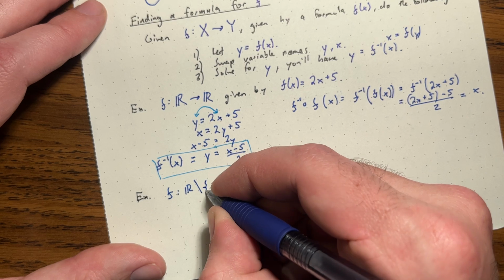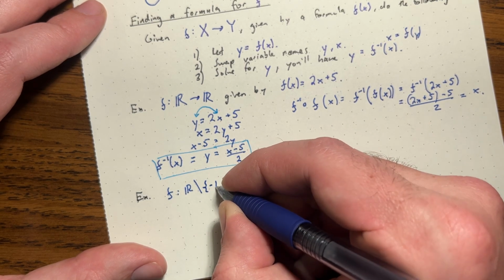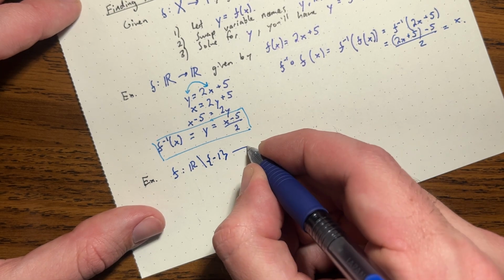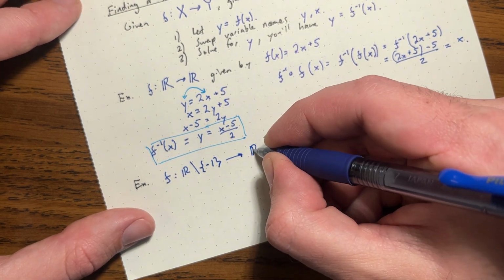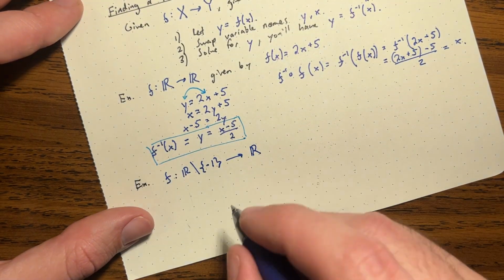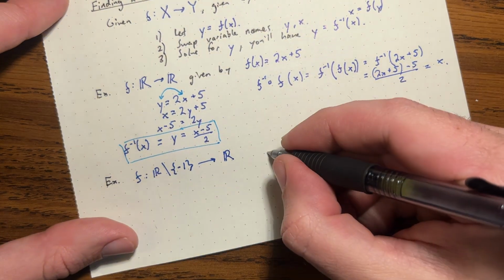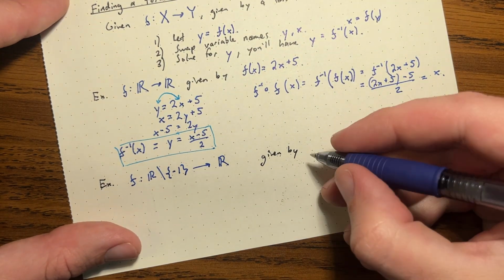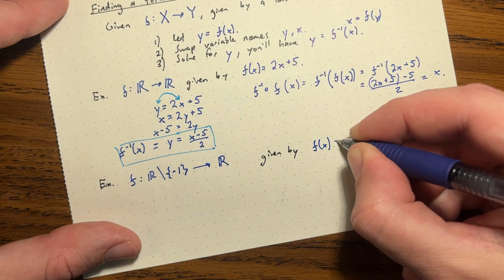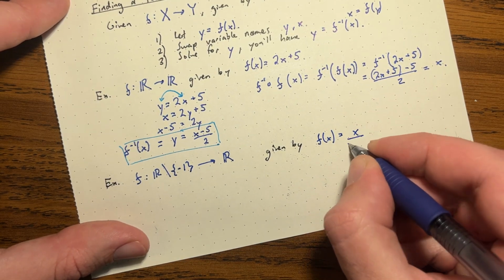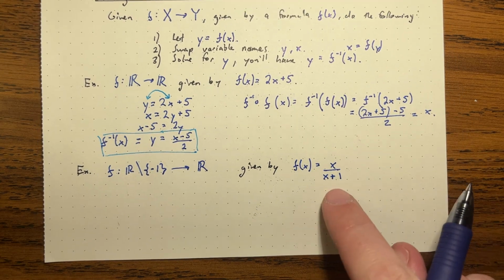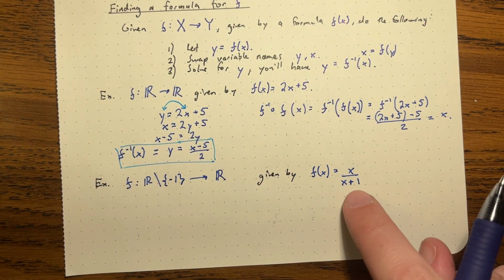So now we're going to do this function. I'll go from R minus {-1} to R. Actually, I might change this slightly. Let me set the formula first, given by this formula, x over x plus 1. Okay, that is a function defined on all of R except for -1.